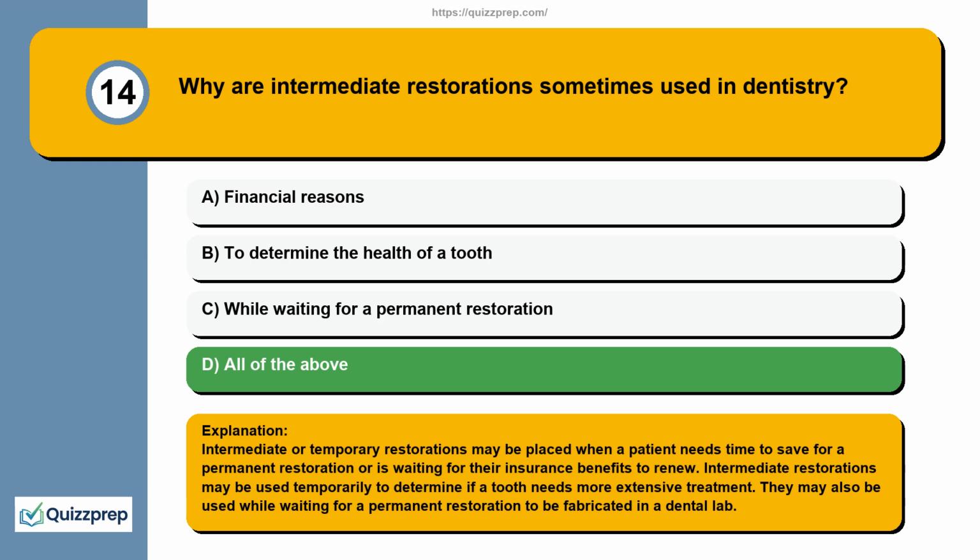Intermediate or temporary restorations may be placed when a patient needs time to save for a permanent restoration or is waiting for their insurance benefits to renew. Intermediate restorations may be used temporarily to determine if a tooth needs more extensive treatment. They may also be used while waiting for a permanent restoration to be fabricated in a dental lab.